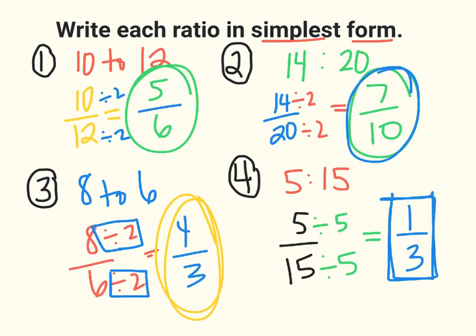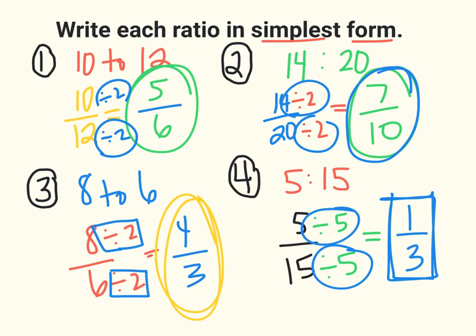You'll see that for the first example, I got 5/6. Second example, I got 7/10. Third example, 4/3, and fourth example, 1/3. Make sure that you are being really careful with what you're dividing by and that you are dividing by the same number on the top and the bottom of your ratio. So once again, equivalent ratios you can multiply, divide. Simplest form, you are using the idea of division.